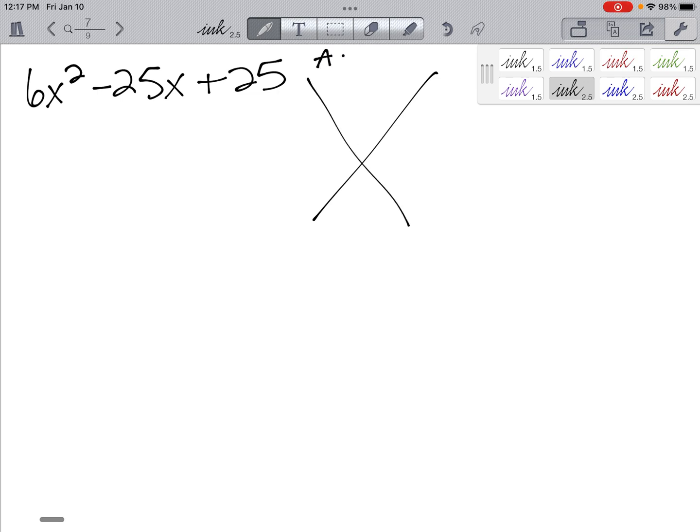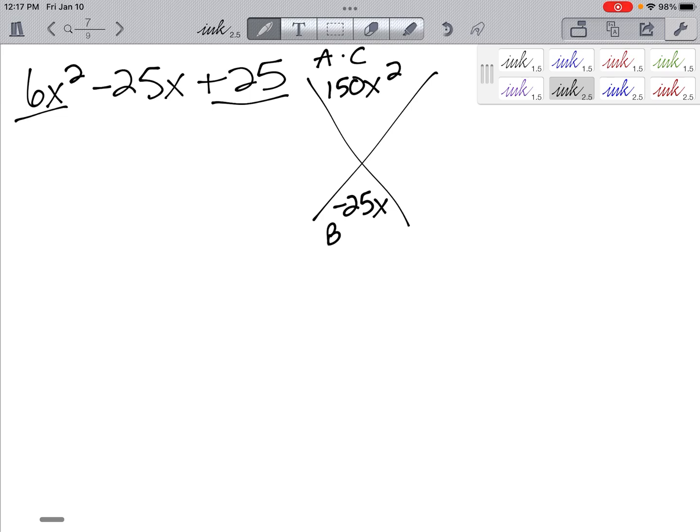Remember, in the top of our X, we have our A times our C, which is our first term times our last term. So 6x squared times 25, we get 150x squared. And then in the bottom of our X is our B term, which is our middle term. So we have negative 25x.